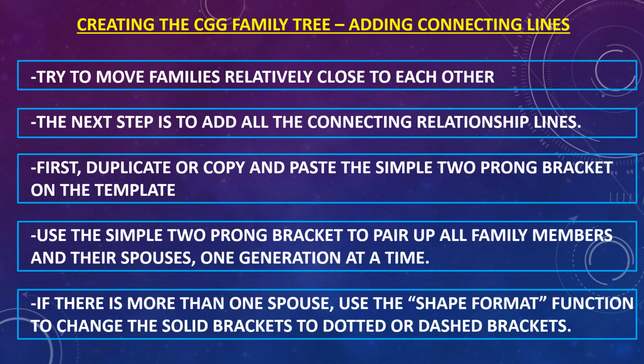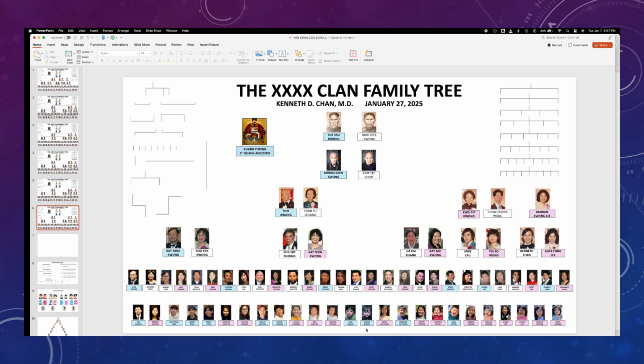If there is more than one spouse, use the shape format function to change the solid brackets to dotted or dashed brackets. CGG Family Tree Template, adding connecting lines. Pairing family members and spouses.